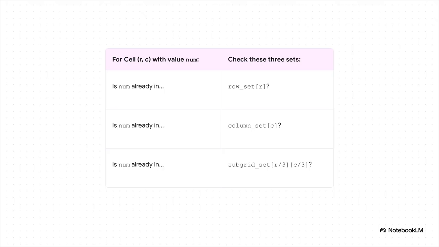Then, as we go through the board one cell at a time, we look at the number and we just ask our 3 checklists. Is this number already in its row set? Is it in its column set? Is it in its box set? If the answer to any of those is yes, we stop. The board's invalid. Game over. But if the answer is no, we just add the number to all 3 of those checklists and move on to the next cell. It's an incredibly clean and incredibly fast way to solve this.